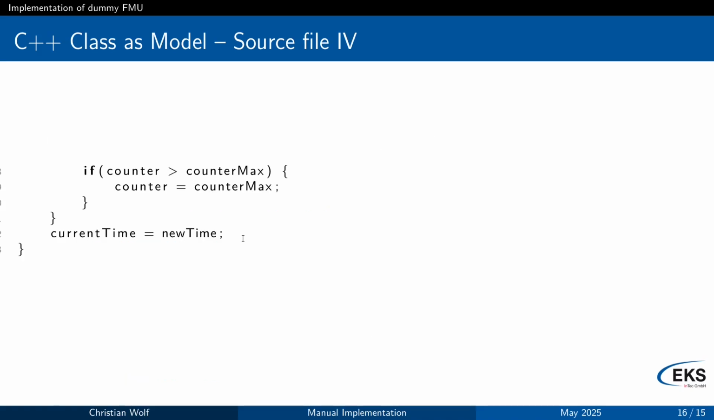And what we add here at the end is a check. If the counter has already reached the maximum counter value, then we bound it from above, so it's not counting into infinity but just to the maximum counter. And then in the end we have just this current time equals new time, which means we store our time so that we know how late it is, more or less.